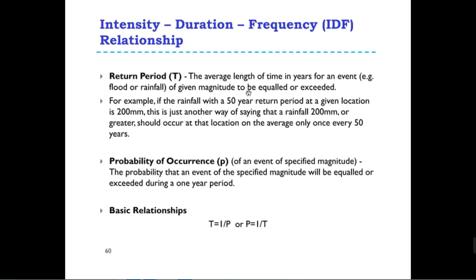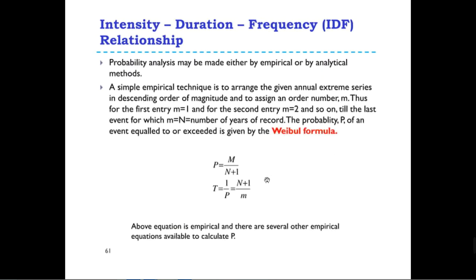The return period is the average length of time, in years, in which a given magnitude is equaled or exceeded. For example, consider rainfall with a 50-year return period at a location. The probability of occurrence of the event is the specified probability that the specified magnitude will be equaled or exceeded during one year. The probability analysis may be made either by empirical or by analytical methods.